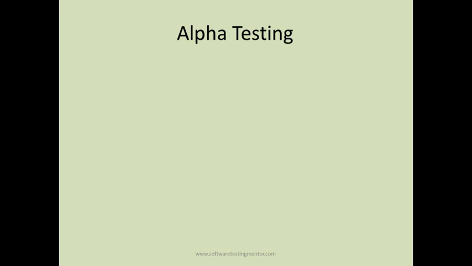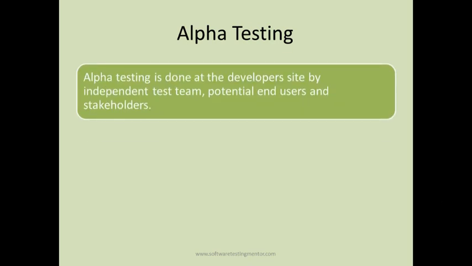Then comes alpha testing. Alpha testing is done at the developer site by an independent test team, potential end users and stakeholders. So wherever developers are developing the software, it's done there, but developers are not involved. The independent test team does that alpha testing, and potential stakeholders and end users are involved in it.